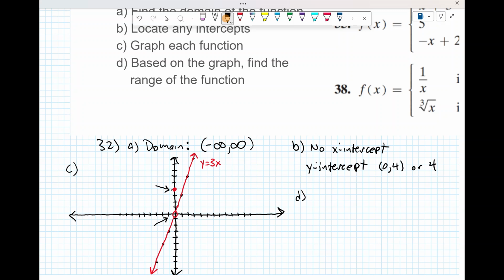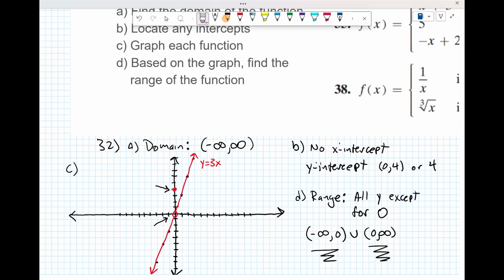My range is all y except for 0. And the way we express this in interval notation would be: you go from negative infinity to 0, and you put that together with 0 to positive infinity. That's all the numbers less than 0 and all the numbers greater than 0, but not including 0. And we just put those together. All right, so that's our first example.